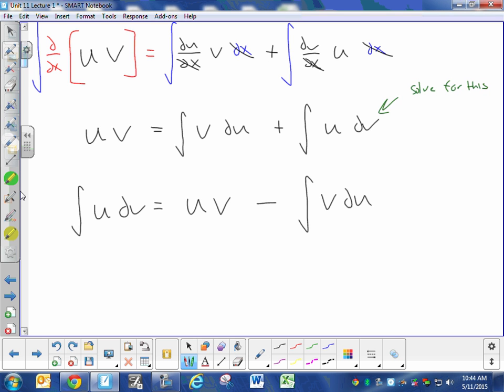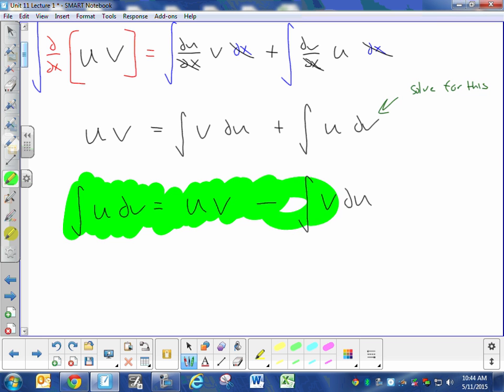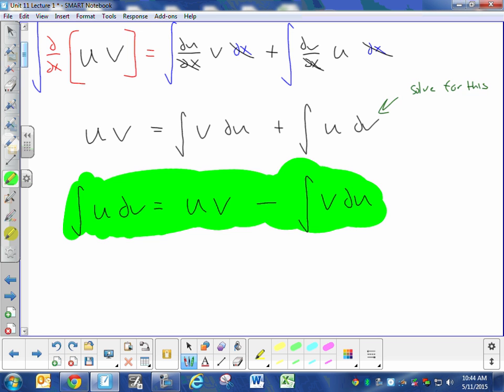Well, this is it. This is where the magic happens. What does this do? This allows us to rewrite any antiderivative as this expression. So whenever we see a product, or we don't even have to have a product, whenever we have a tough antiderivative, I will be able to rewrite it as u times v minus the antiderivative of v du.